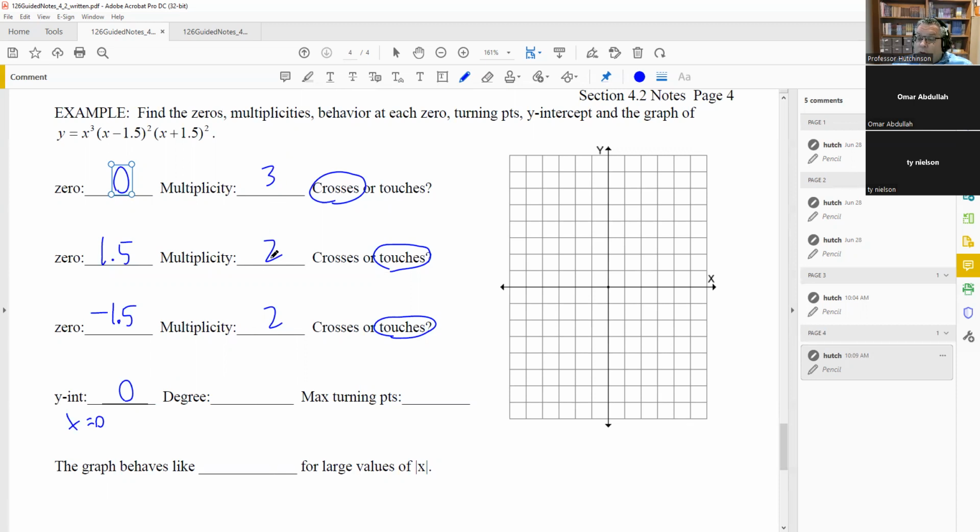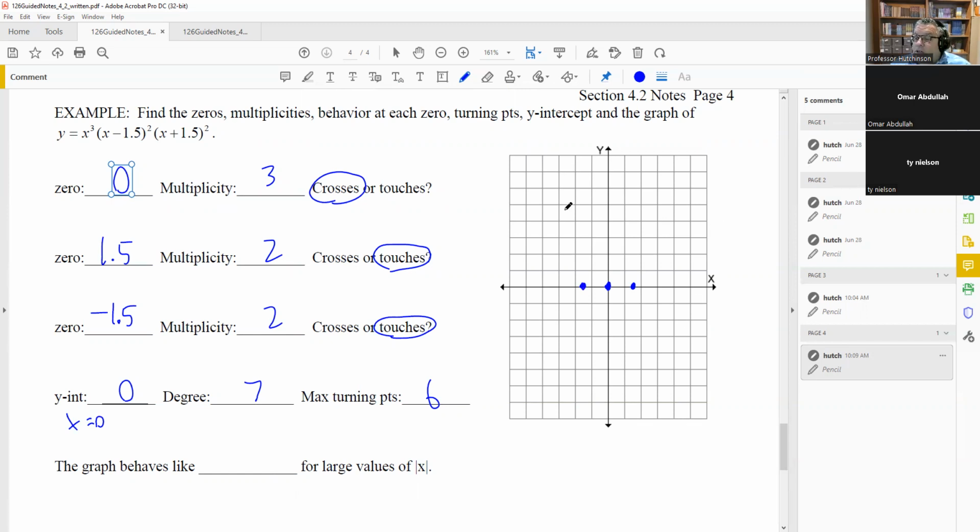Now the degree, we find the degree by adding up the multiplicities. So if I add these up, 3 plus 2 plus 2, that's 7. So degree is 7. The turning points is always 1 less than that. So the maximum number of turning points is 1 less, so it's 6. Okay, so we got all that. Let's go ahead and put these points on here. We've got 0, 0, a positive 1.5 and a negative 1.5. So we have those right there.